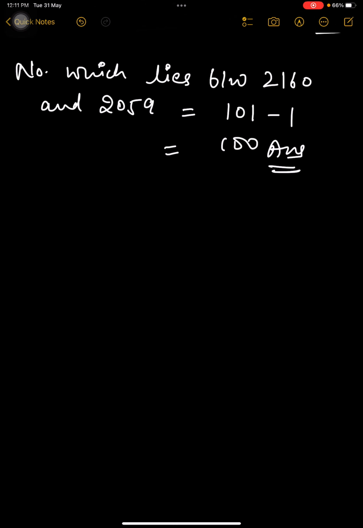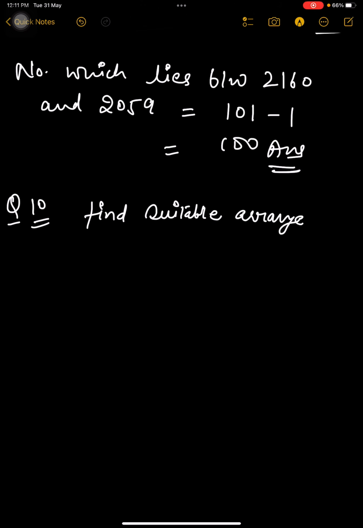Now the last question which I am taking from this exercise is question number 10. This is also a doubt of many students. They have asked. Question number 10 says: find the sum by suitable rearrangement.